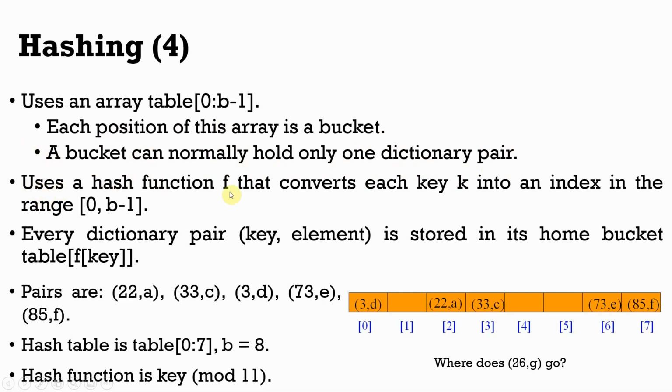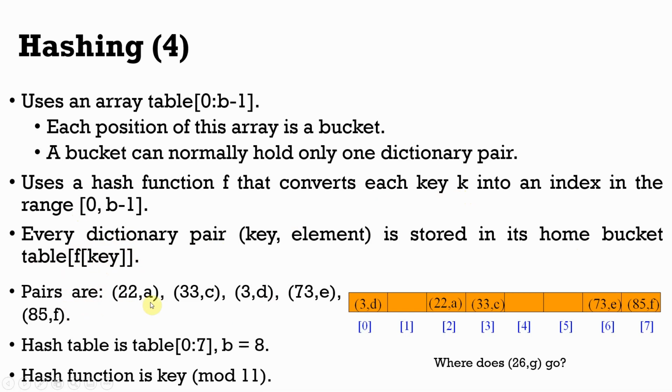Hashing uses a hash function f that converts each key into an index in the range 0 to b minus 1. So it assigns a location in the table for each of the key values. Every dictionary pair is stored in its home bucket, which is the location that the hash function gives us. So you see an example here.